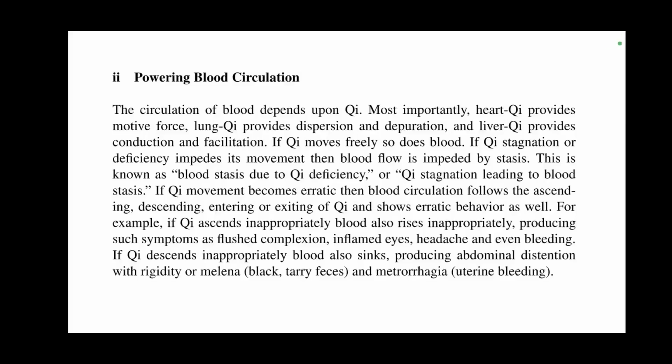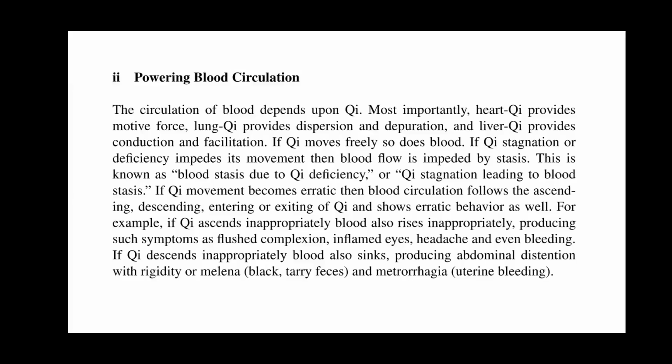Next is powering blood circulation. The circulation of blood depends upon Qi. Most importantly, heart Qi provides motive force, lung Qi provides dispersion and depuration, and liver Qi provides conduction and facilitation. If Qi moves freely, so does blood. If Qi stagnation or deficiency impedes its movement, then blood flow is impeded by stasis. This is known as blood stasis due to Qi deficiency, or Qi stagnation leading to blood stasis.